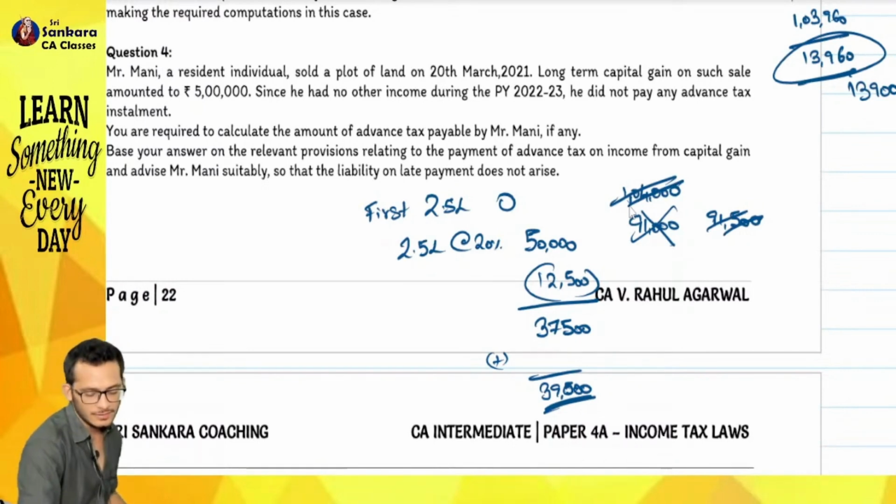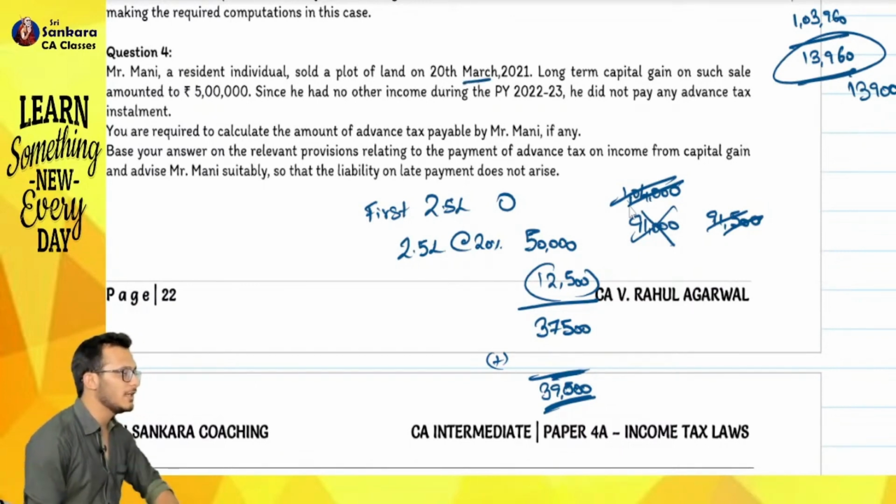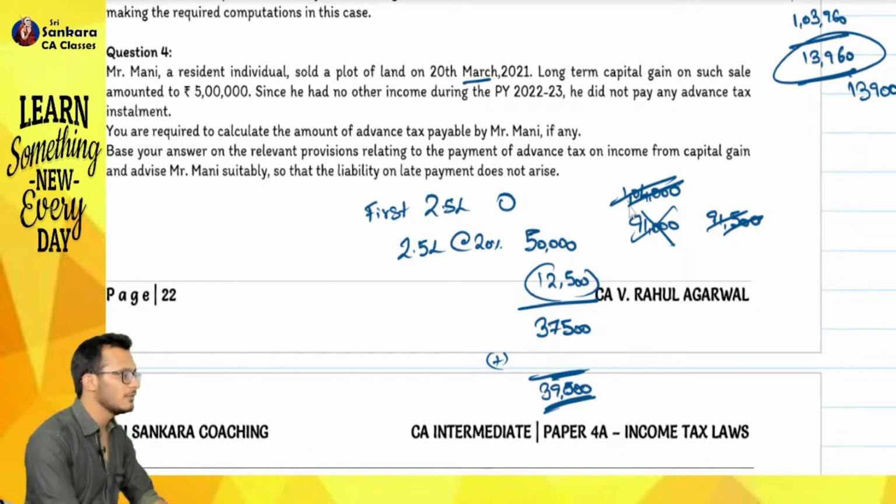Yes. So your tax liability is 39,000. Since the capital gains accrued on 20th March, which is after 15th March, the quarter 4 installment is also over, which means he needs to make this payment of 39,000 before 31st March. If he makes the payment before 31st March, the interest will be 0.